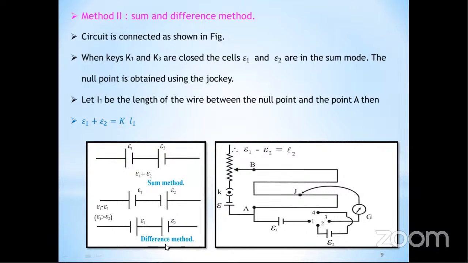In the first session we are going to use the sum method. Then you have to connect the circuit as per the difference method and take the reading. When K1 and K3 are closed, the cells E1 and E2 are in the sum mode and the null point is obtained using the jockey. Let L1 be the length of the wire between the null point and the point A. Then E1 plus E2 is equal to K into L1.